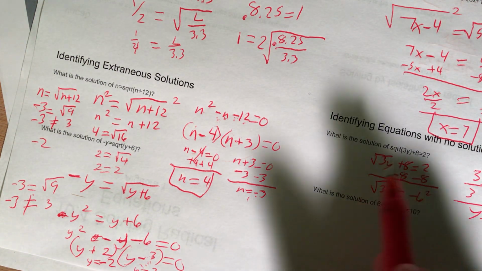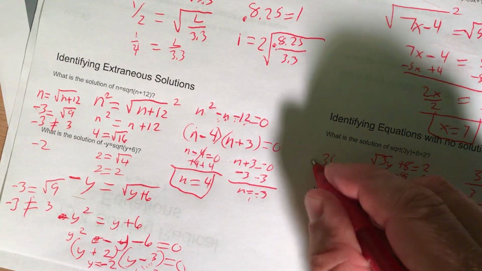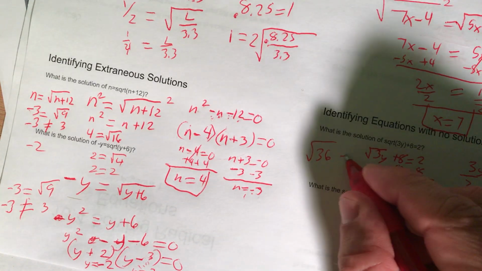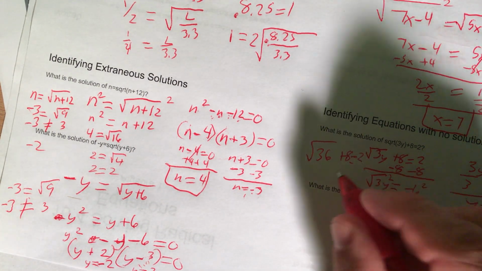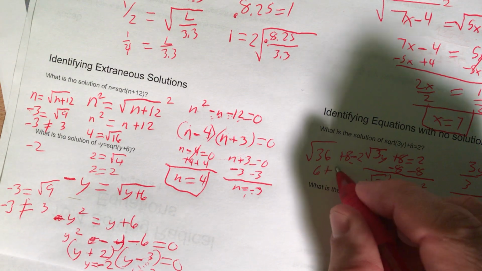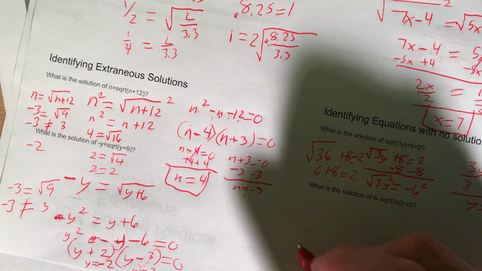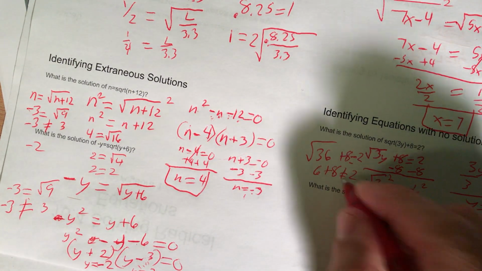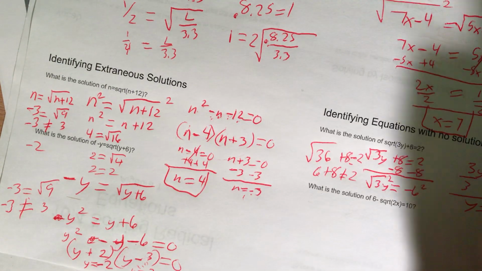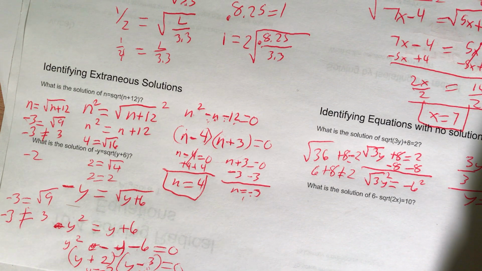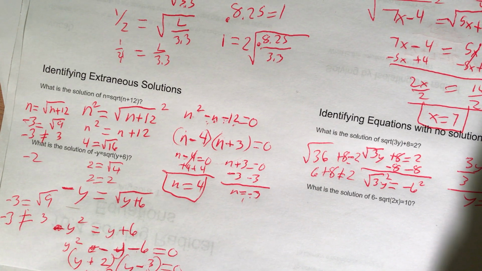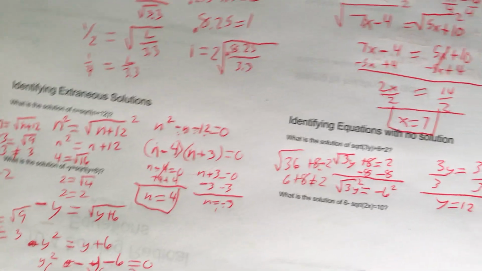If I put 12 in there, I end up with the square root of 36 plus 8 equals 2. Well, this is going to give me 6 plus 8, which is equal to 2, though we know that isn't true, so this one has no solution. Hopefully I don't run out of room. Okay. Make sure you can see that.